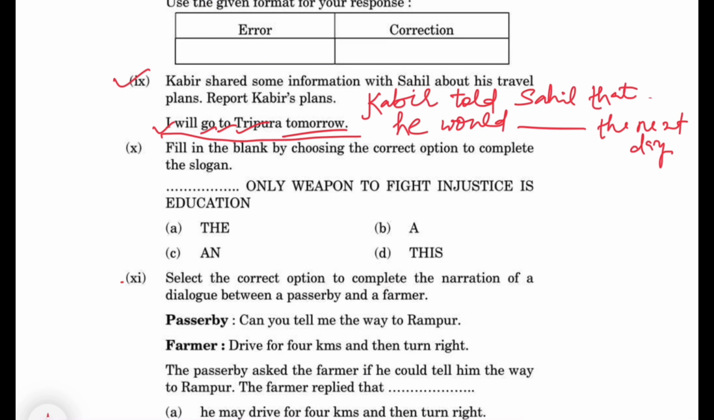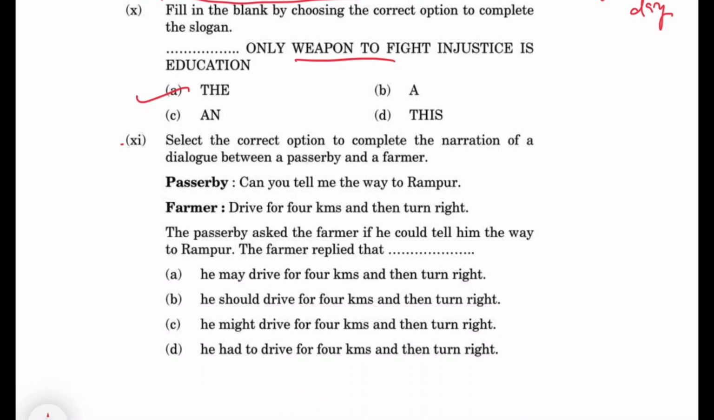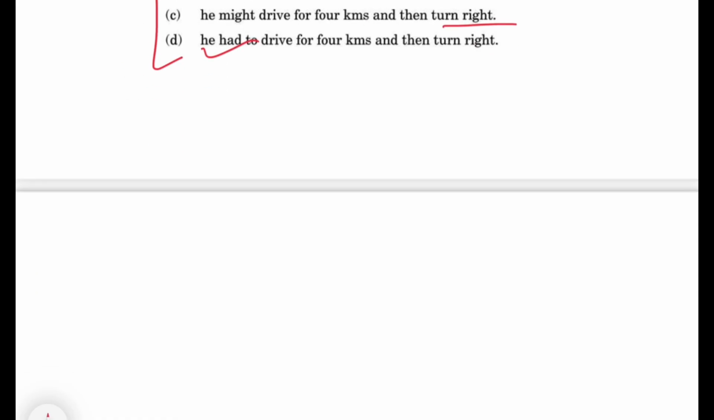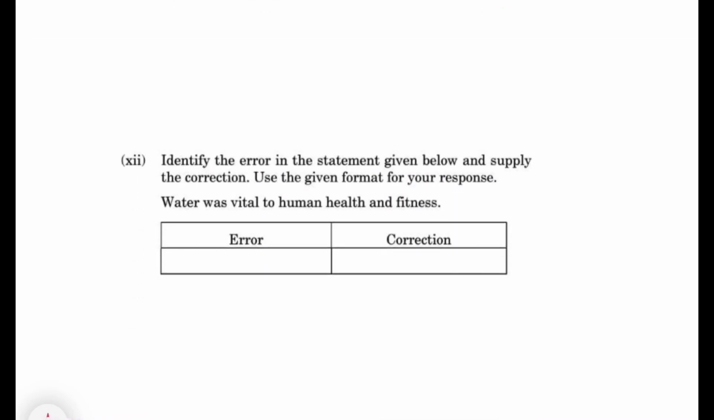Next one is dash only weapon to fight injustice is education. The only weapon. This is specifying the weapon, that is a determiner. So the is the correct answer. Next is to choose the correct option. Turn right. So drive for 4 kilometers and then turn right. So farmer replied that he had to drive. So this is the correct answer.